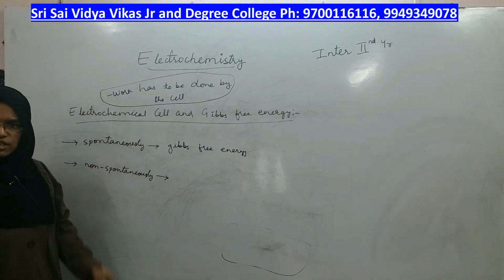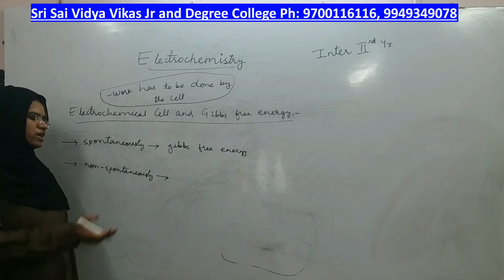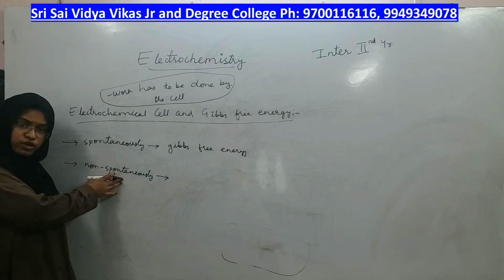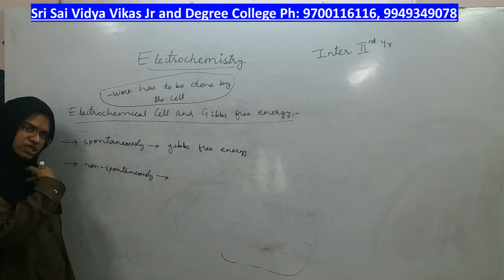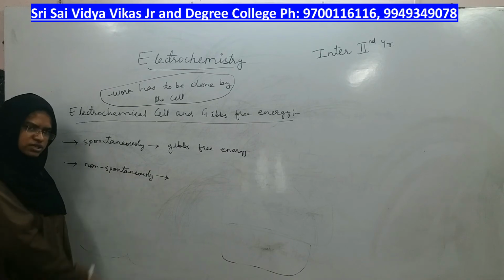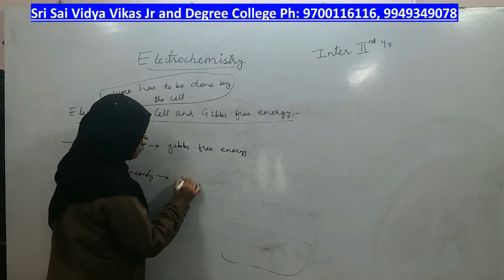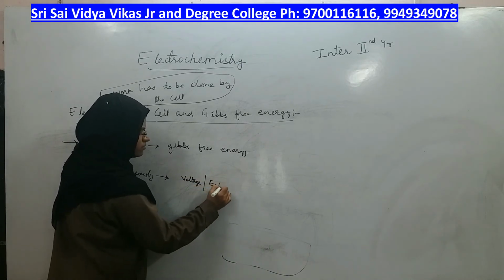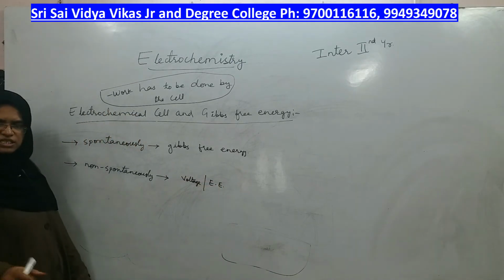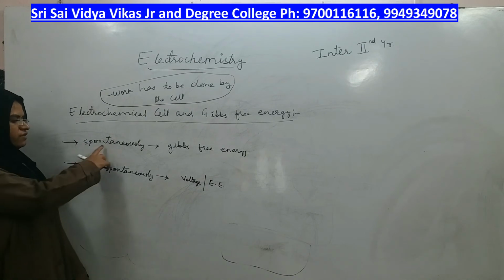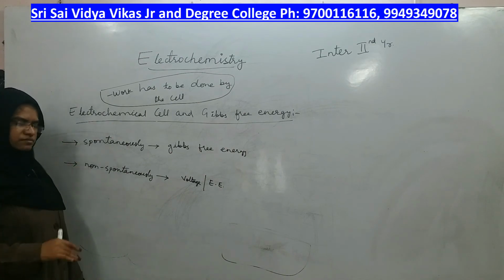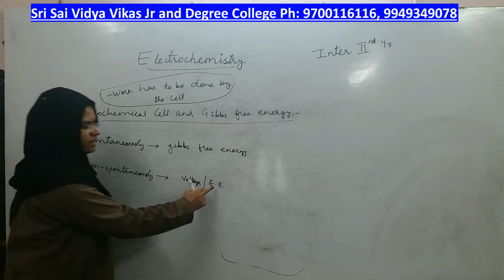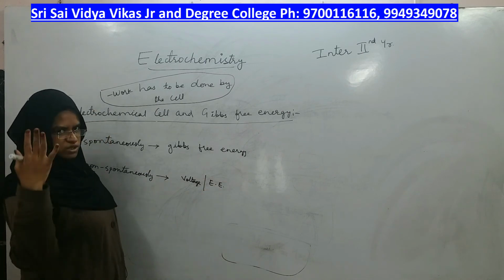Suppose you want the cell to work, but the cell does not have its own energy. So what do you have to do? You are starting the cell by yourself, which is non-spontaneous, and you have to give voltage or electrical energy. Which energy do you have to give? Some form of energy should be there for the cell to work. If it is spontaneous, it is using the Gibbs free energy present inside. If it is non-spontaneous, electrical energy is given from outside, right?